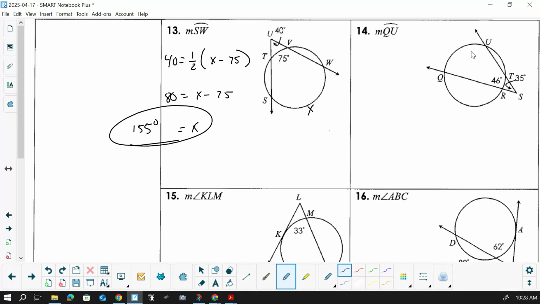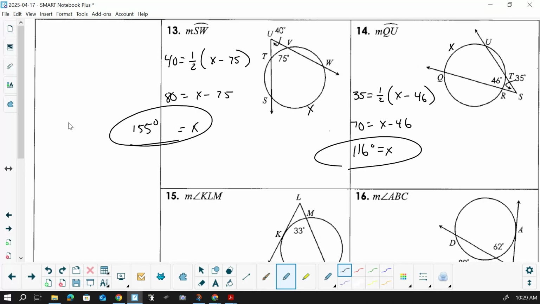And that is arc SW. Okay. Next one, big arc, small arc 46, angle. Angle equals 1/2 big arc, don't know, small arc 46. Okay. Let's see here, 35, multiply both sides by 2, we get 70. I don't want to put the 1/2, I just got rid of the 1/2. 70, x minus 46, add 46 to both sides, and we get 116. And that's QU, that's what it's asking for.